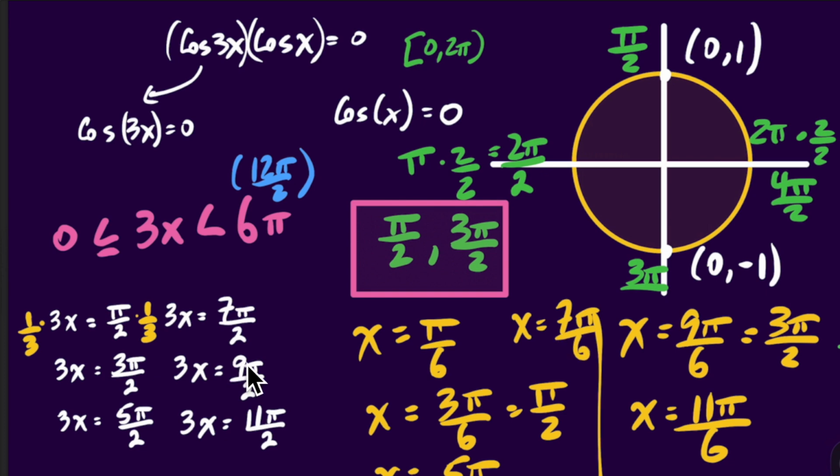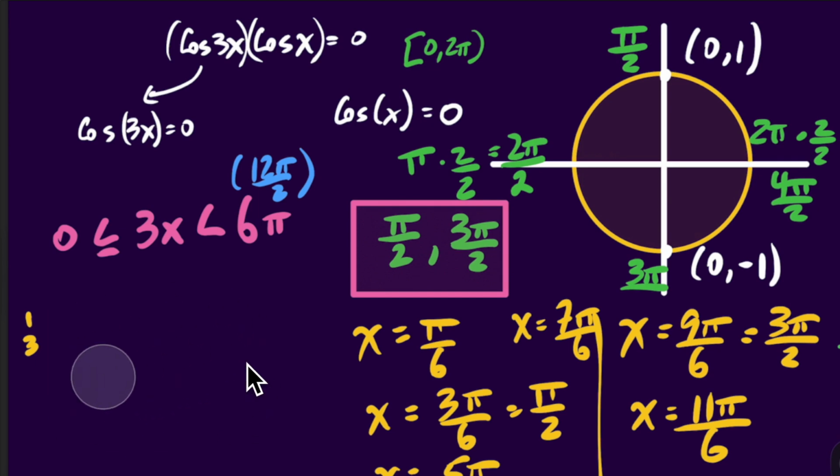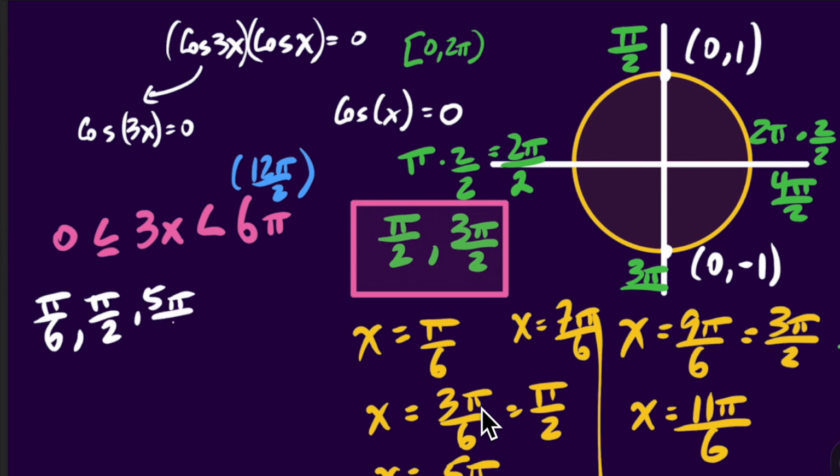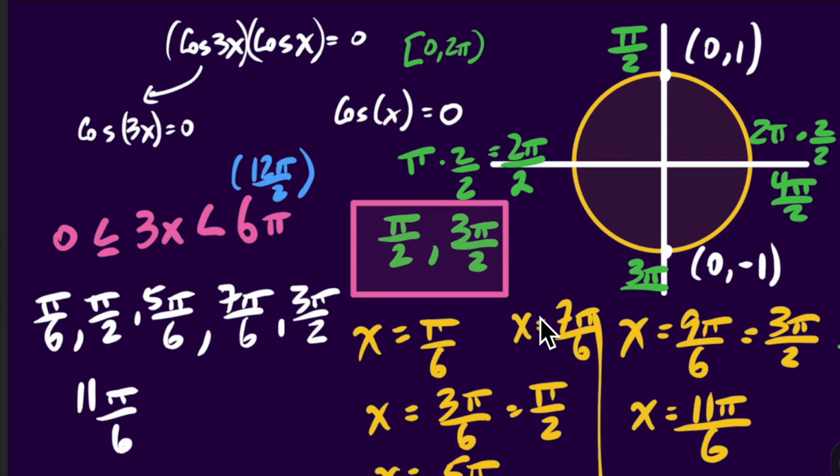Okay, folks, if we eliminate all the repeaters, our final answer is as follows. We're in the world of 6's, so we're just going to take advantage of that. We're going to have pi over 6. Next is 3 pi over 6, otherwise known as pi over 2. Then we're at 5 pi over 6, 7 pi over 6, 9 pi over 6, otherwise known as 3 pi over 2, and finally 11 pi over 6.